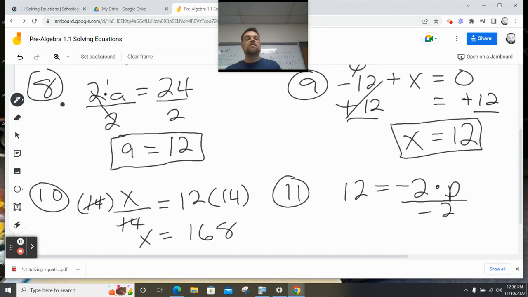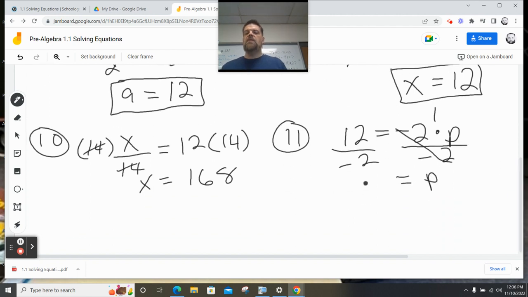Remember, whatever this number is, I got to move the whole thing. So if I want to move the negative 2, I've got to divide by negative 2 in this case. Whatever I do on one side, I do on the other. Negative 2 divided by negative 2 is a positive one. If I just divided by 2, it'd be a negative 1. Then I'd have negative p. I don't want that. I want a positive p. So on this side, I get p. And what about 12 divided by negative 2? What's that? Yep, negative 6. Good.